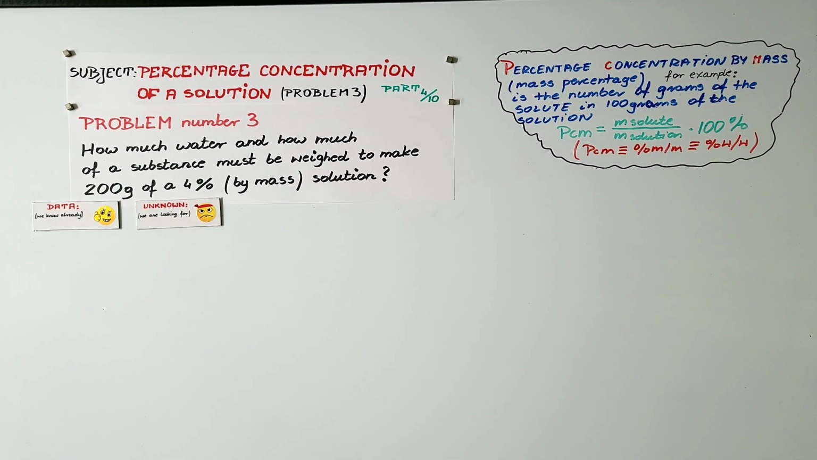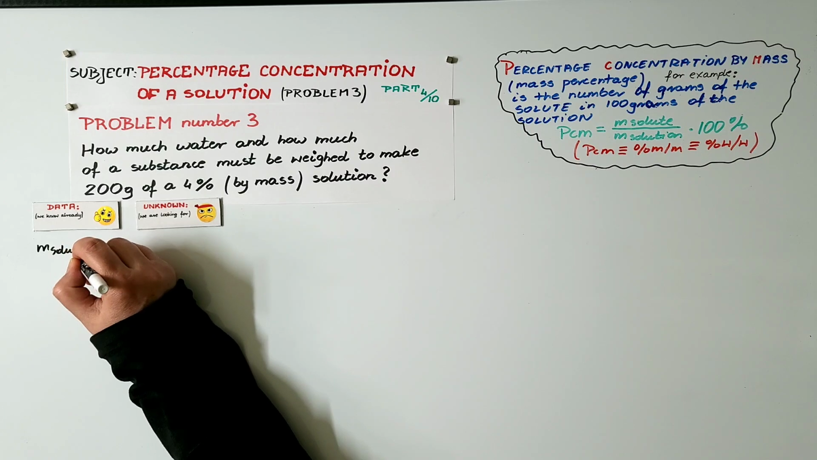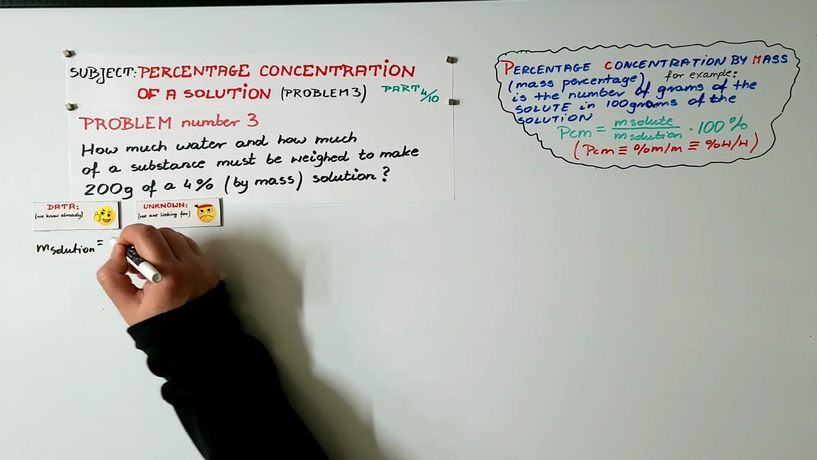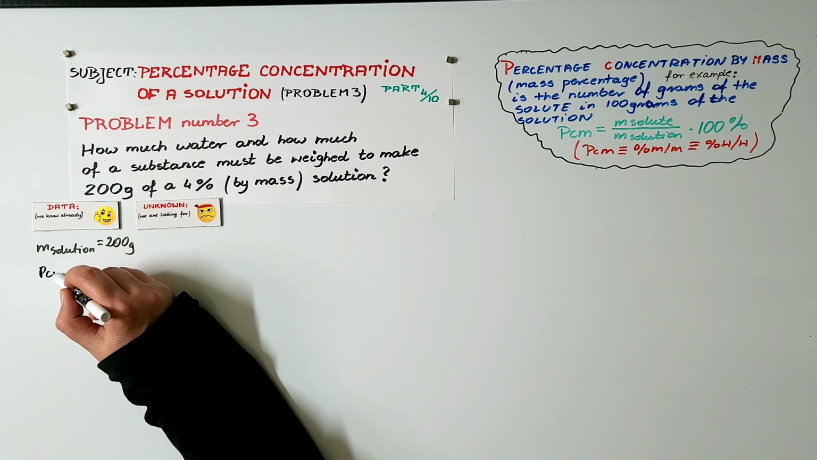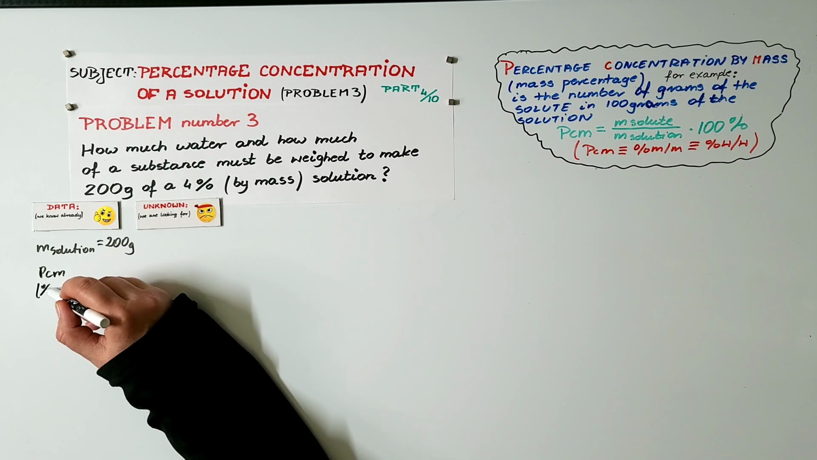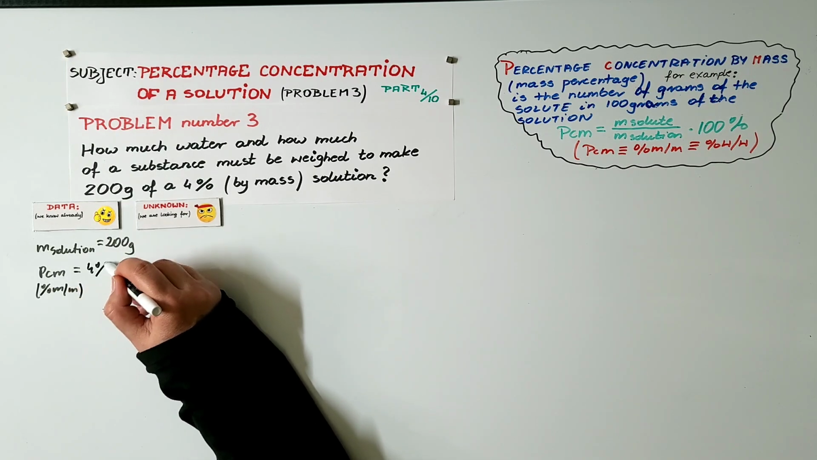Problem number 3. How much water and how much of a substance must be weighed to make 200 grams of a 4% by mass solution? Let's start by writing down what we know and what we need to calculate in this problem. We know mass of solution equals 200 grams, and we know percentage concentration by mass, in other words, percent mass over mass, equals 4%.